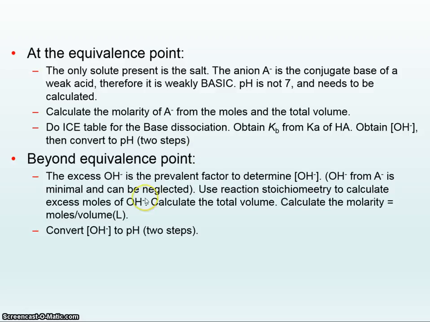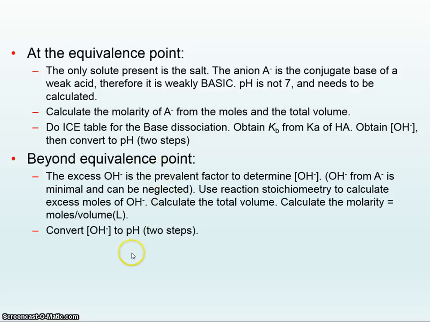Beyond the equivalence point, it's just dominated by the OH minus, the added hydroxide. The A minus, the conjugate weak base, is going to contribute a little bit to the pH. Right? It's going to make it a little bit basic, but it's going to be such a small contribution relative to the amount that's added by the OH minus that you put in. Use reaction stoichiometry to calculate the moles of excess OH, and then calculate the total volume, divide the moles by the volume to get the molarity of hydroxide, and convert the OH to pH in 2 steps.